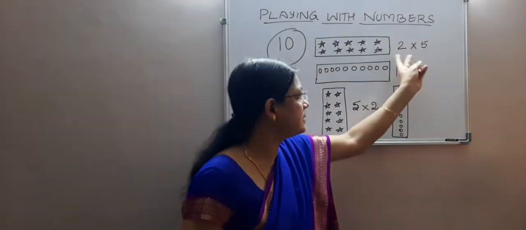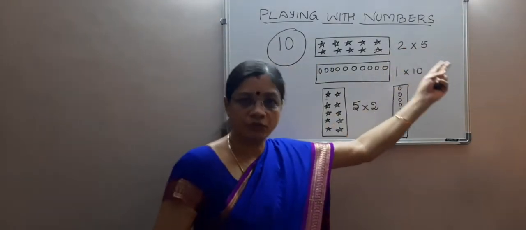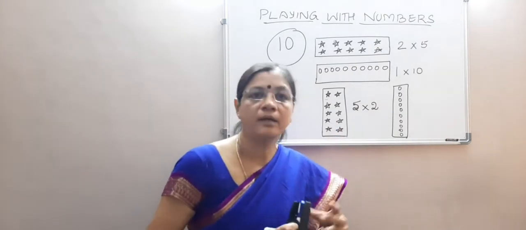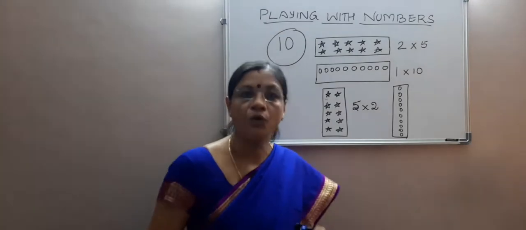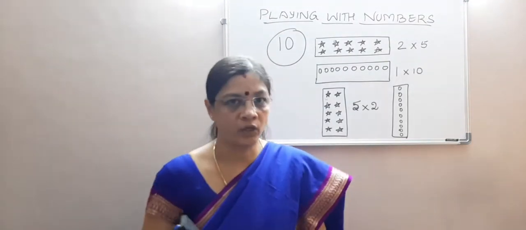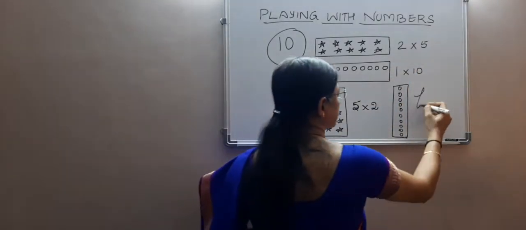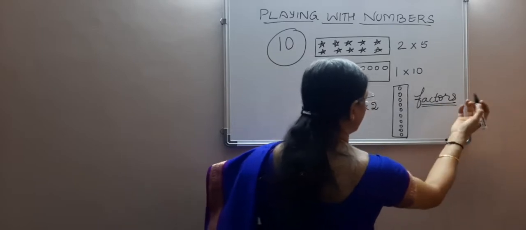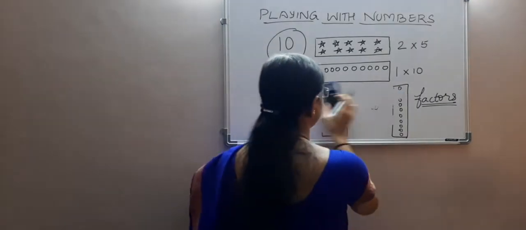So what are these numbers called? Now see, 10 can be represented as 2 into 5 or 1 into 10. So what are these numbers called which yield a product of 10? The numbers which, when multiplied, give you a particular value, those numbers are called factors. So what do we mean by factors? Let us study this in detail.